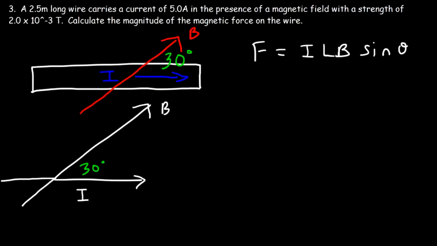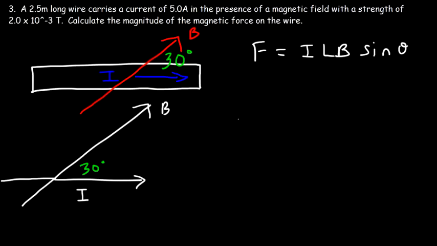180 minus 30 is 150. And it turns out that sine of 150 and sine of 30 are both equal to 1/2. So it doesn't matter whether you choose this angle, which is between I and B, or use this angle, the answer will be the same. So just something to know.